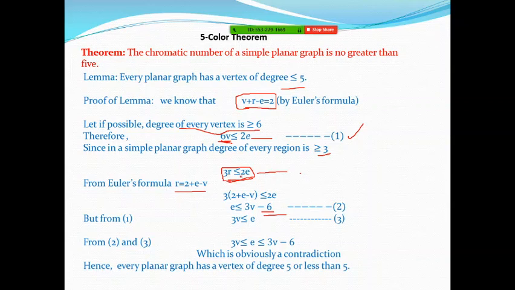So 3r is less than or equal to 2e. So 3 into r, we are making substitution of r from here. So 3 times (2 plus e minus v) is less than or equal to 2e. So if we solve this equation, 3e minus 2e is equal to e, then minus 3v on the right hand side becomes 3v, and then it is minus 6. So e is less than or equal to 3v minus 6.